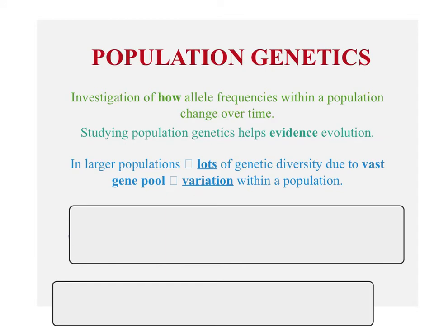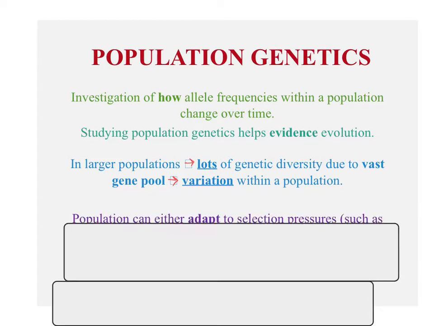So in larger populations, we assume that there's going to be lots of genetic diversity within them because of that vast gene pool. And that's going to give a huge amount of variation. If you think about Homo sapiens, modern day humans, there's so much diversity. We've got eye colour, hair colour, skin colours, skin textures, hair textures. There's loads of stuff that's different between all of us. There's also a lot that's the same, but there's a vast amount of genetic differences.